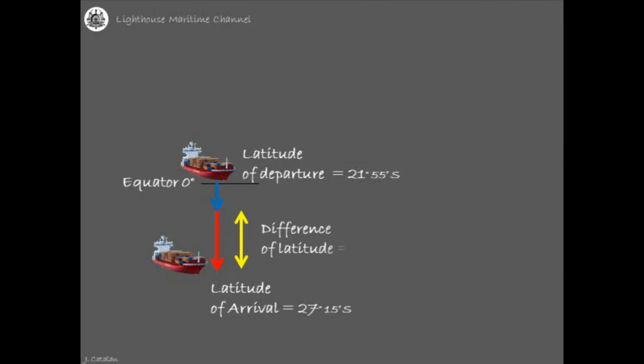The correct answer. The difference of latitude is 5 degrees and 20 minutes south. Why south? It is because the ship is going to south direction. Rules to remember. Same name, subtract. Name the difference of latitude according to its direction.